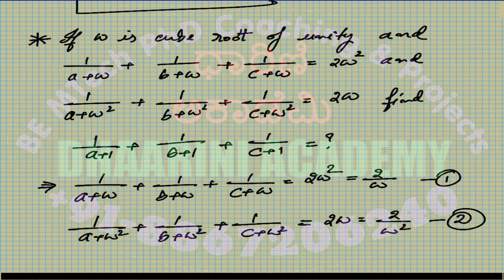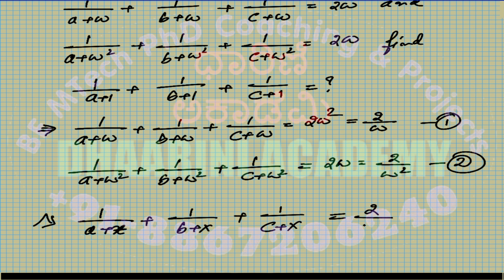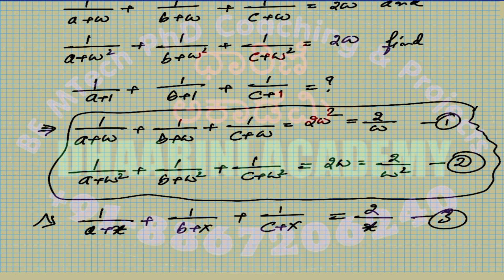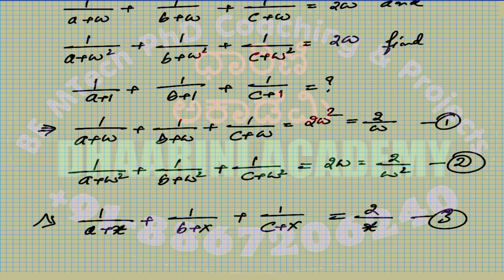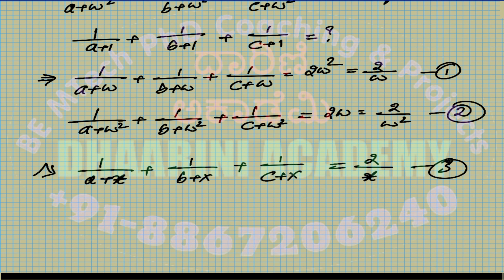So comparing 1 and 2, in general I can write an equation. So 1 by a plus x plus 1 by b plus x plus 1 by c plus x is nothing but 2 by x, right? This is the general equation. Both omega and omega square are the roots of this equation. Correct? So when that happens, I can simplify this in the following fashion. So I will cross multiply. We'll take a common denominator and we'll cross multiply.